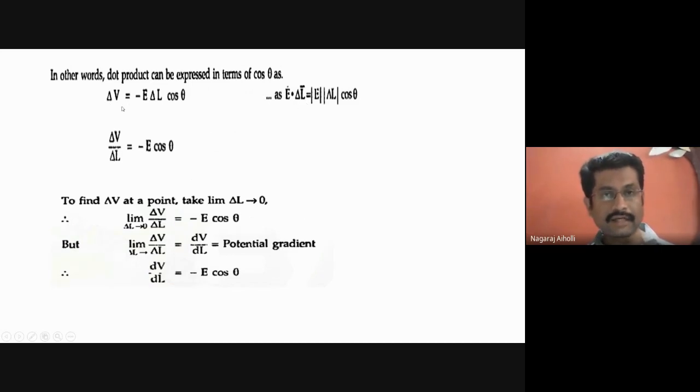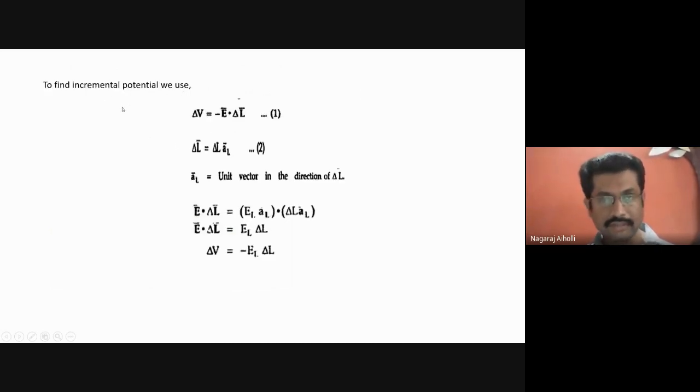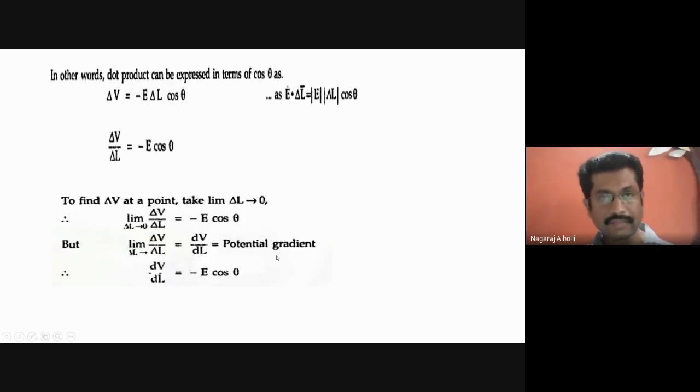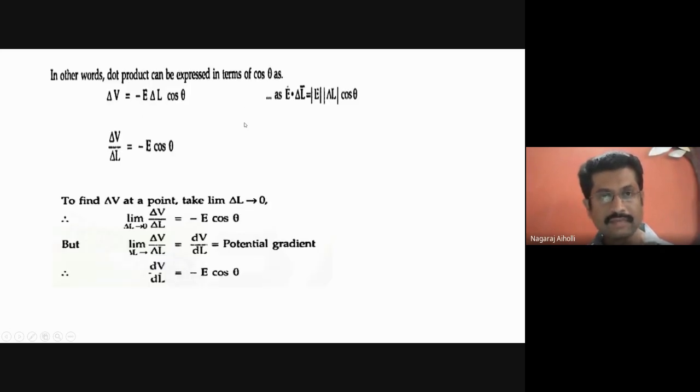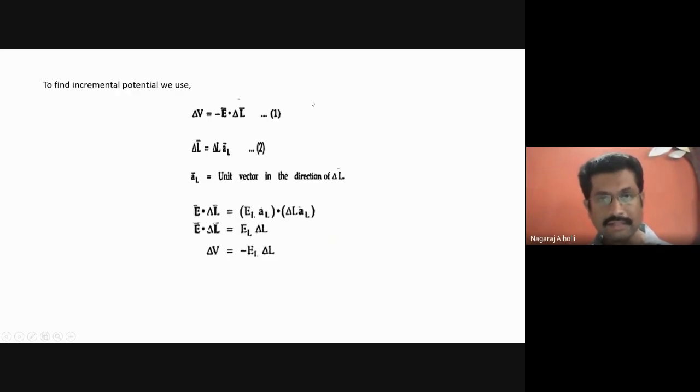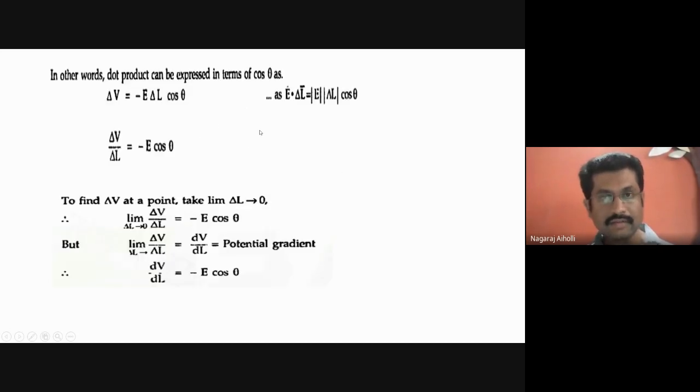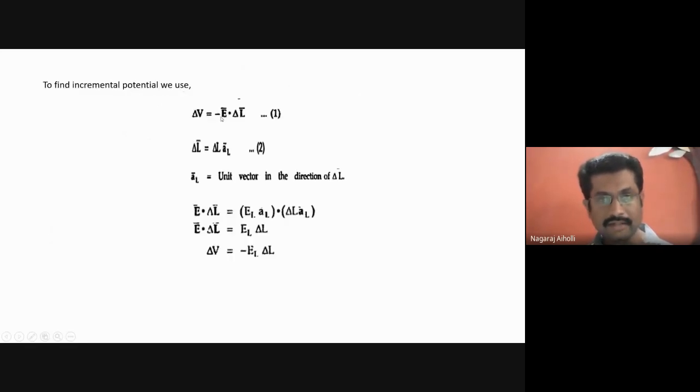That is delta V. What is our previous equation? Delta V is equal to minus EL delta L. This is E bar dot delta L bar, it's a dot product. Hence I can write it as the dot product E bar dot delta L bar with cos theta, because here we are getting a minus sign.